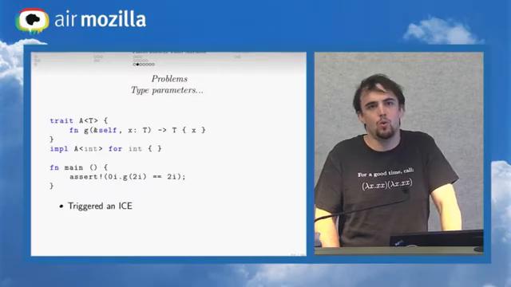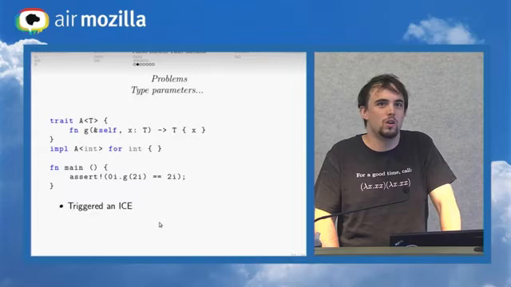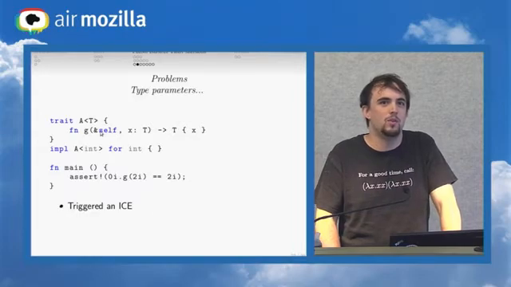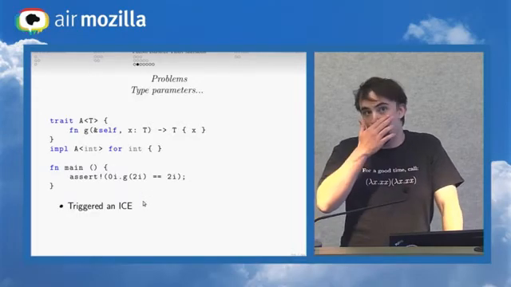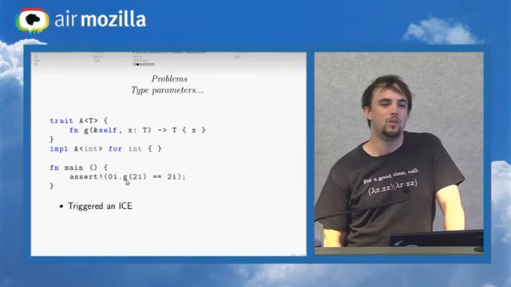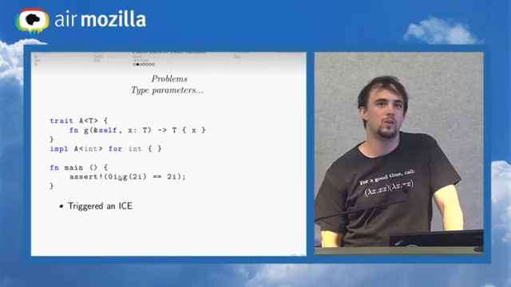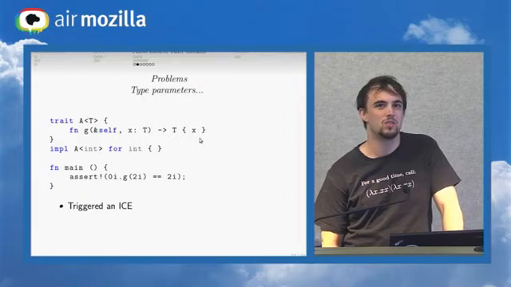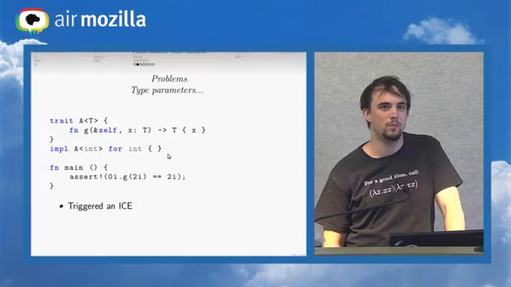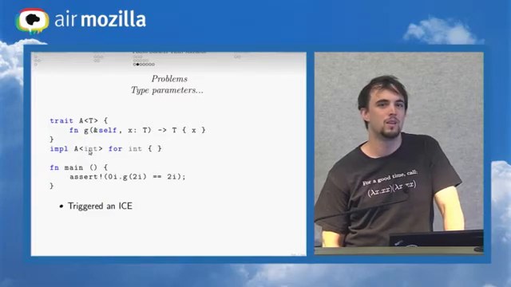Okay, so one example of something that didn't work is if you had any type parameters on the trait, and that would trigger an internal compiler error. So here we have a trait that's parameterized over some type T, and the function takes the argument it's invoked on and something of type T and just returns its argument. And here we have an implementation of it for int, with int as the type parameter, and it didn't work.